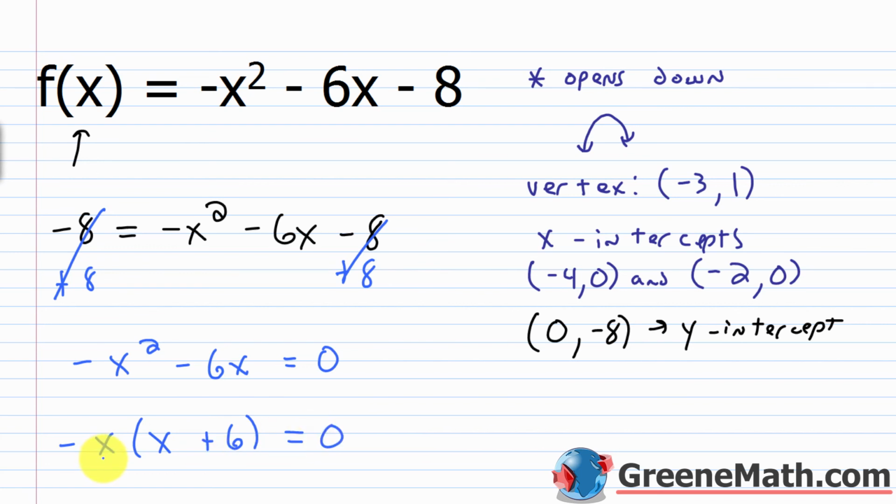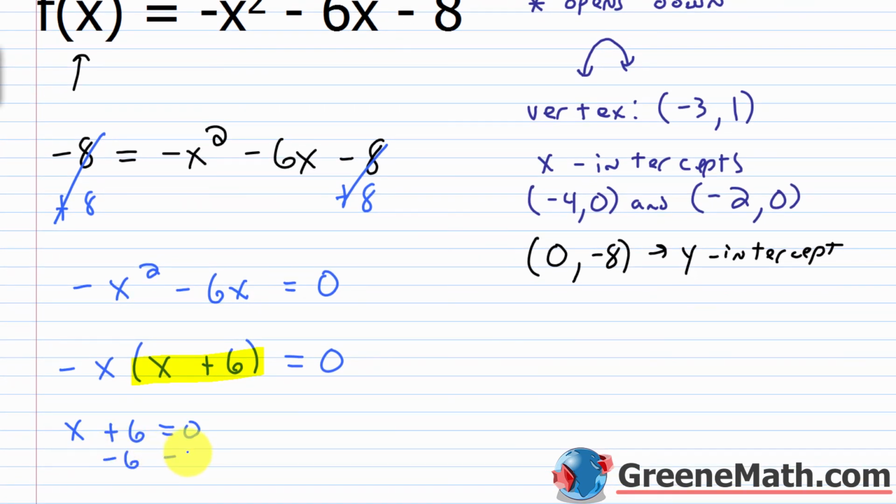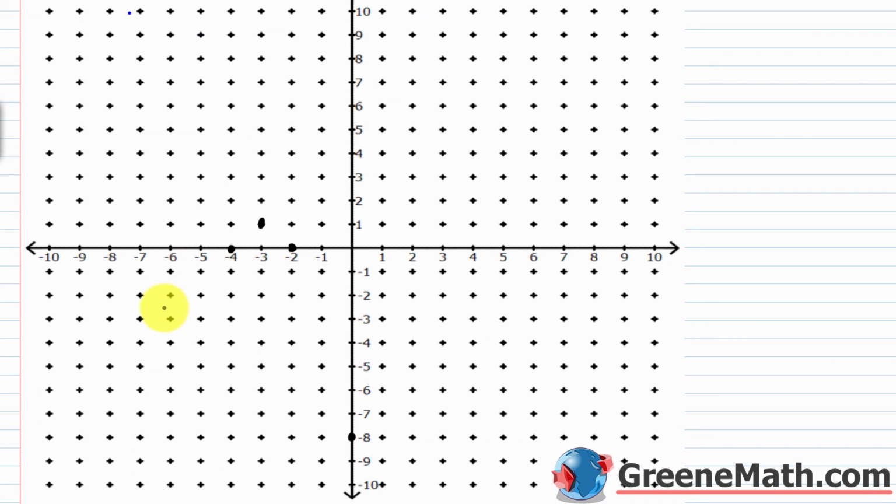So one solution is that x equals 0. So we already have that with the y-intercept. x is 0, y is negative 8. We've got that. The other solution would come from this factor right here. If x plus 6 is equal to 0, subtract 6 away from each side of the equation, you say that x is equal to negative 6. So an additional point would occur when x is negative 6 and y is negative 8. Okay, this is an additional point. So negative 6, comma negative 8. So that's going to be right there.